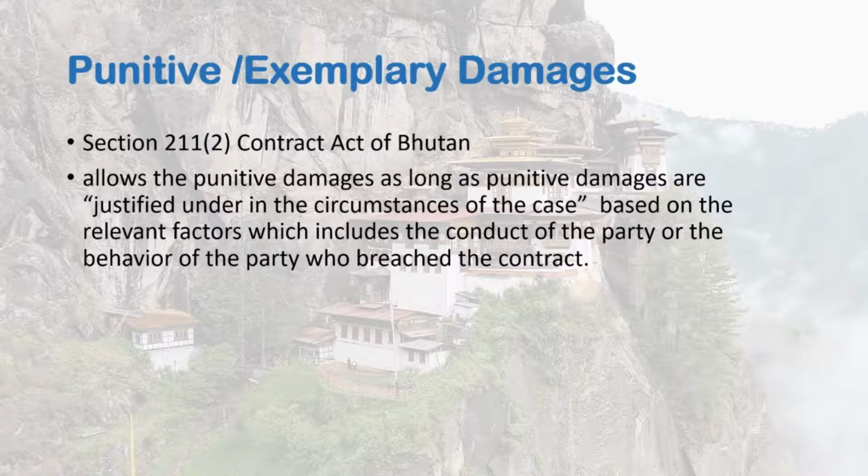This section in fact allows punitive damages as long as they are justified under the circumstances of the case, based on relevant factors, which include the conduct of the party who has breached the contract. So if he has a bad character, this kind of punitive damages could still apply.